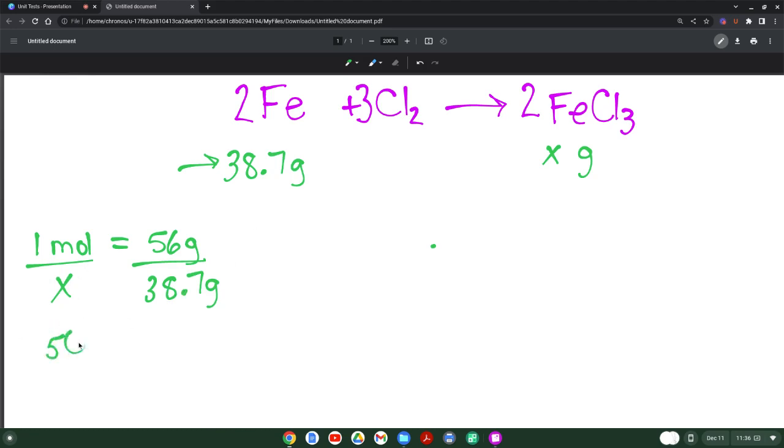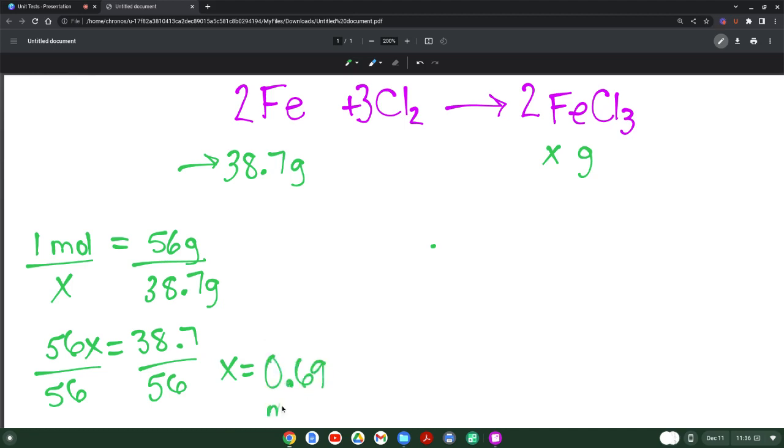In this case, I would get 56X is equal to 38.7. Divide both sides by the 56 in order to get the X by itself, and I would have 0.69 moles. Next, I'm going to do a mole ratio comparing the amount of iron to the amount of iron 3 chloride.